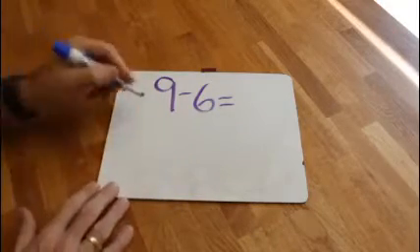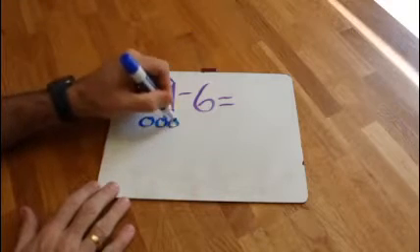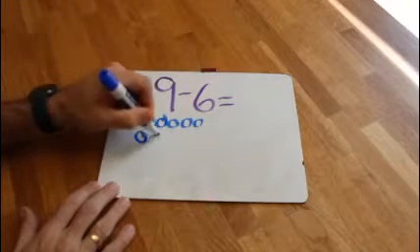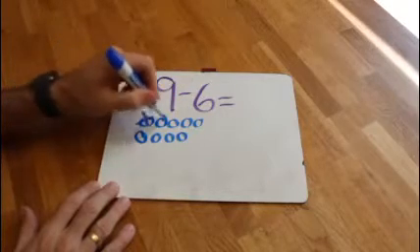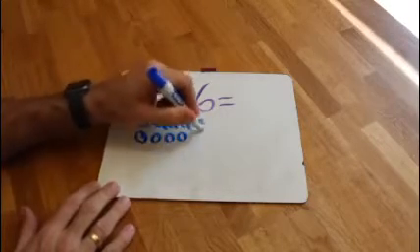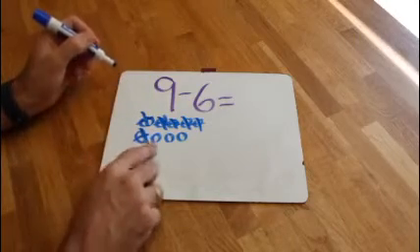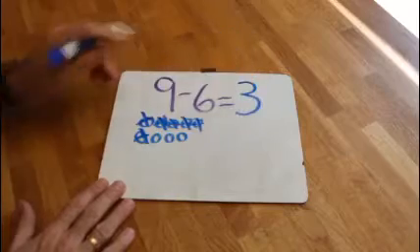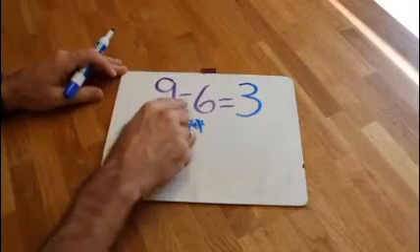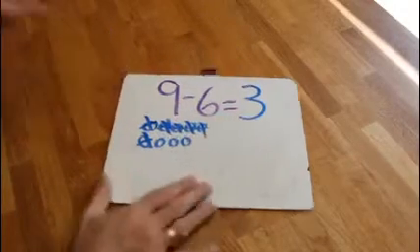We can draw our pictures. 1, 2, 3, 4, 5, 6, 7, 8, 9. Minus 6, take away 6. 1, 2, 3, 4, 5, 6. How many are left? 2, 3. 9 minus 6 equals 3. Read it with me. 9 minus 6 equals 3.